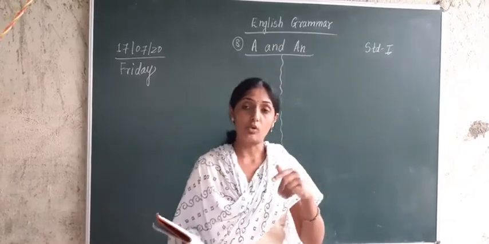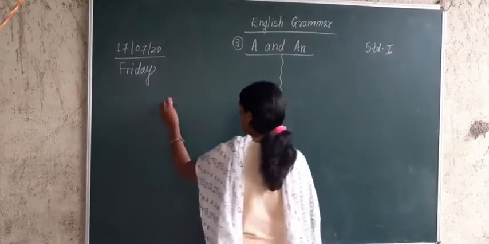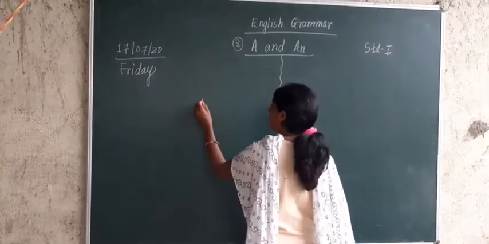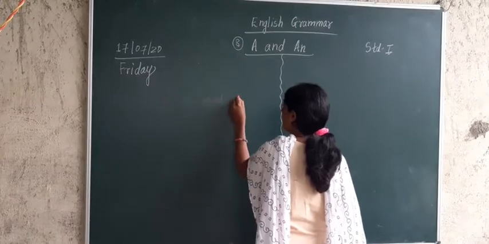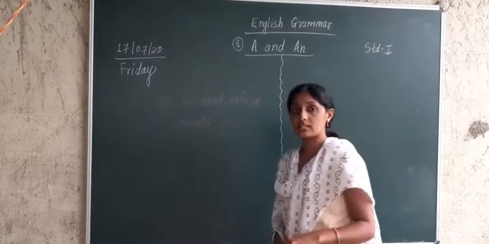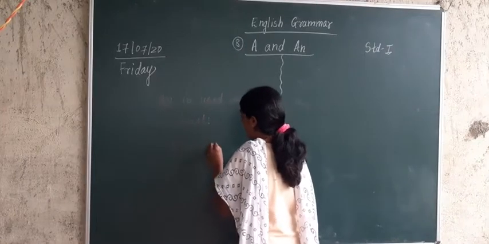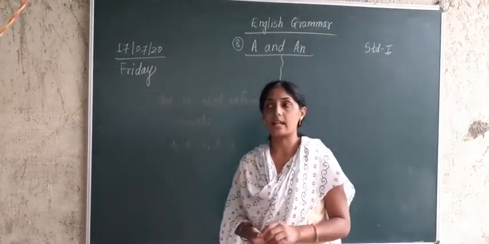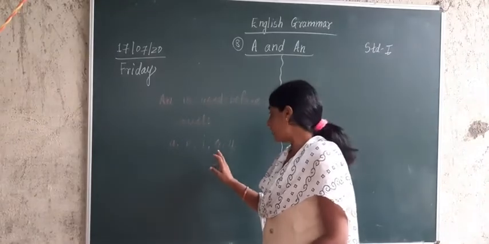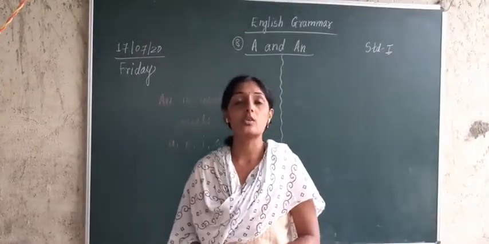And yesterday I even told you that an is used before what? An is used before vowels. Now which letters are vowels? There are 5 vowels. Correct or not? Yesterday we studied A, E, I, O and U. Any word which starts with the letter A, E, I, O or U, before those words we use an.